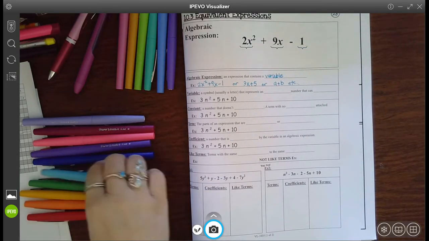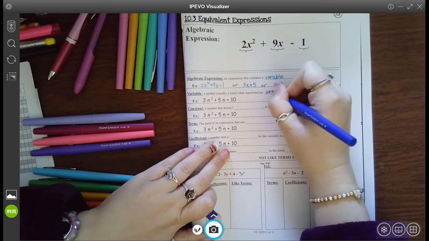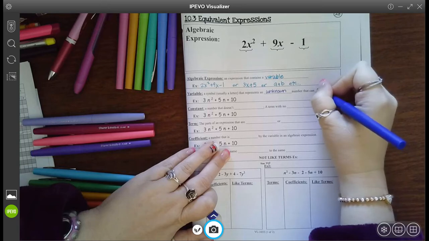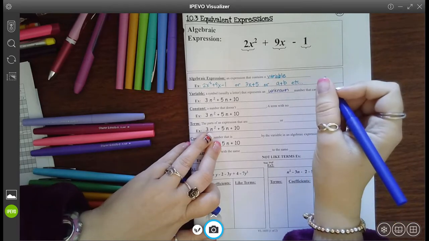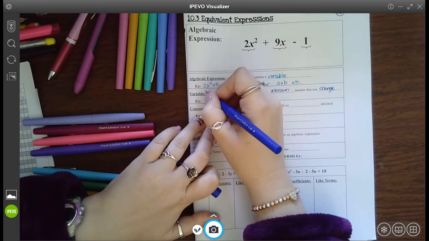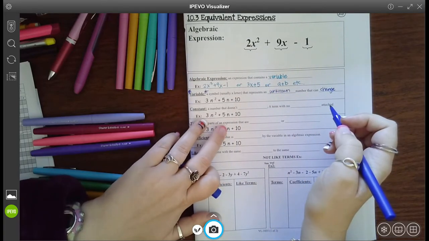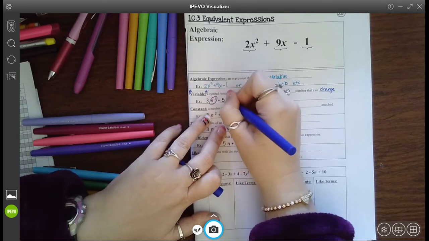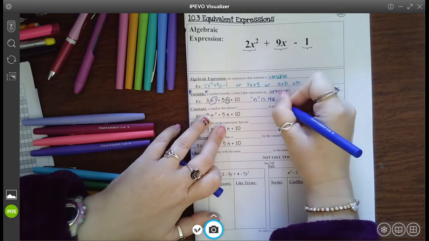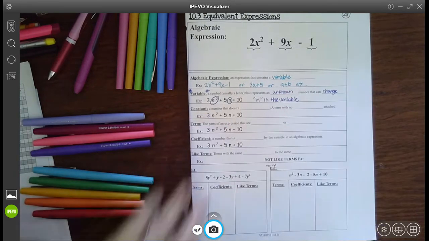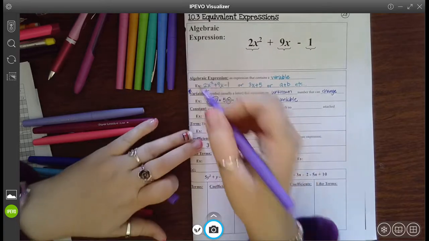A variable, I already said it earlier, is a symbol, usually a letter, that represents an unknown number. So when we don't know something or the value can change, we use a variable or letter to represent that number. And we can choose any letter we want unless they specify, hey, please use a blank to represent this. So a variable is an unknown number that can change. Right here, this would be the variable and that would be the variable. N is the variable in that particular instance. Again, it doesn't always have to be an N or an X. You can choose whatever letter you want unless they specify a specific one for you to use.